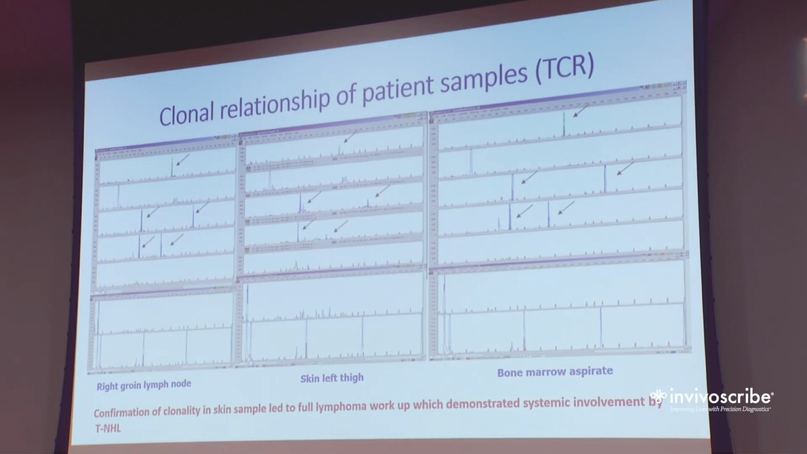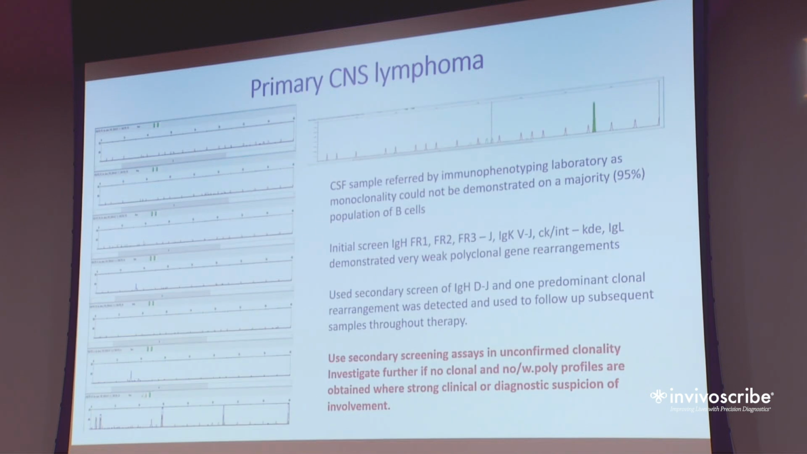And when you're doing it this way and you report it, you can say that you found similar clonal profiles elsewhere. Of course, if you've got NGS, you're lucky because you can say they're identical, because you can actually see the sequence. Okay. This was a challenging case that was sent to me. It was a CSF, referred to us by our flow lab. They could demonstrate a majority of mature B cells, but they couldn't demonstrate monoclonality.